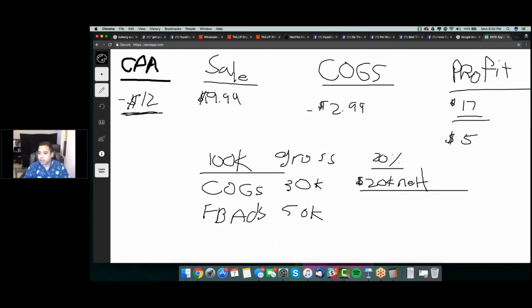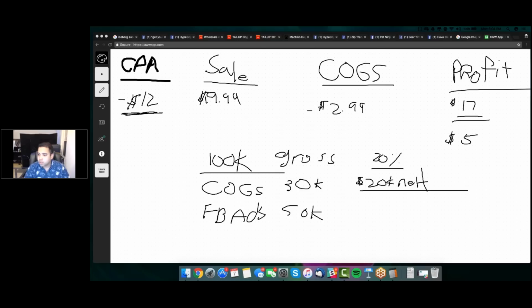Okay, is that making sense so far, guys? Julia asks, what about taxes? Yeah, so taxes, you put that into the equation as well. Whatever taxes are, you would subtract them from your 20% net. So anywhere from 10 to 15 to 20% net is really good. So if you made $100,000 gross, that's about 20% net.